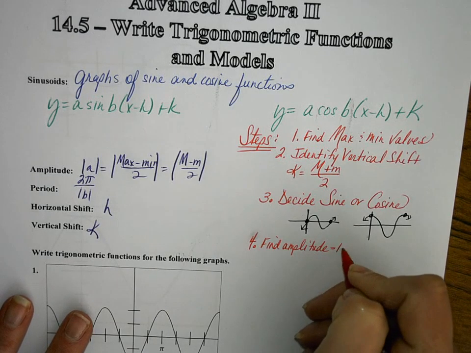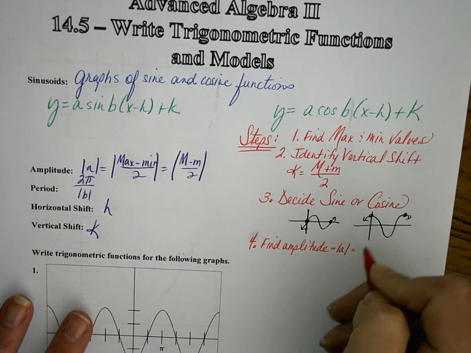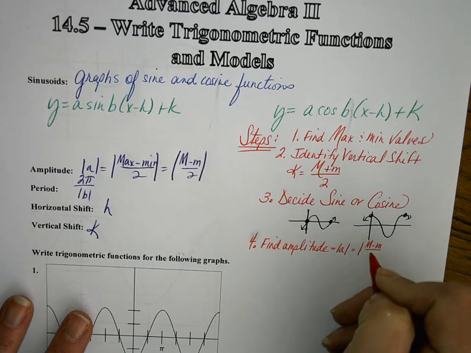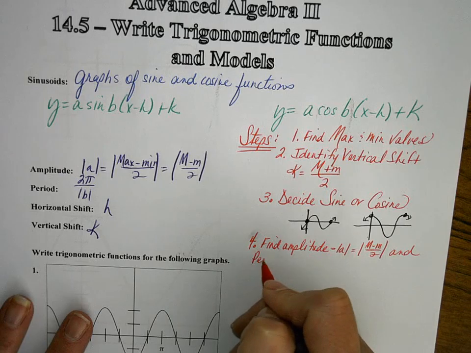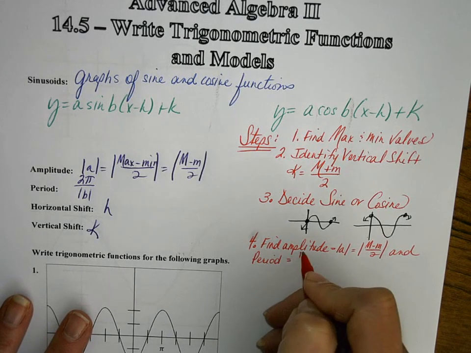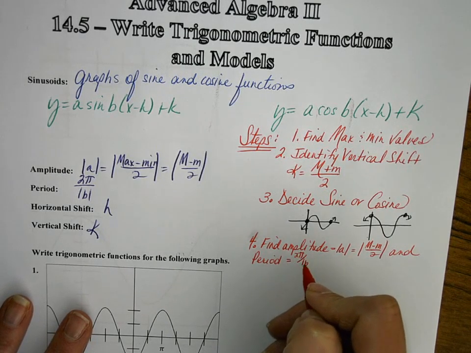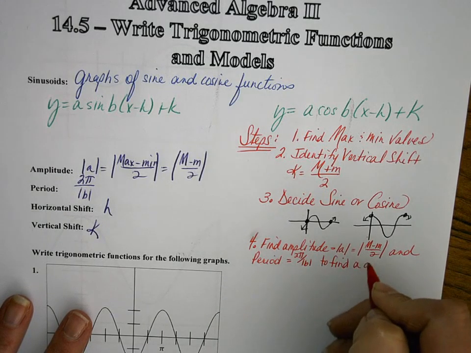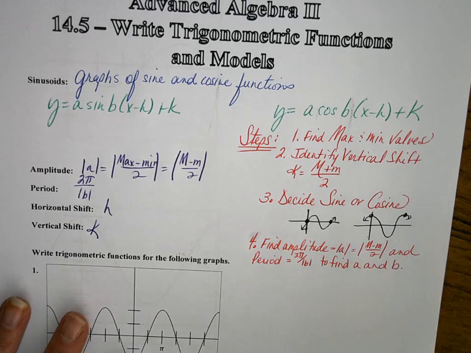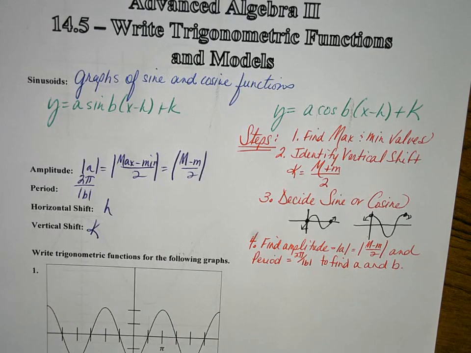Remember, that's the absolute value of A, which is the absolute value of the max minus the min divided by 2, and the period, which is 2 pi over the absolute value of B, to help me find the A and the B values.